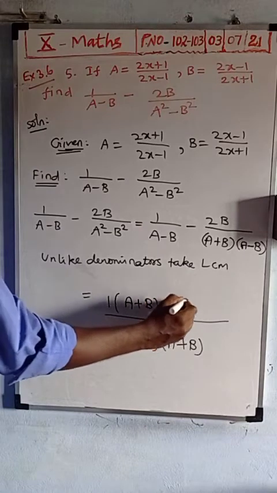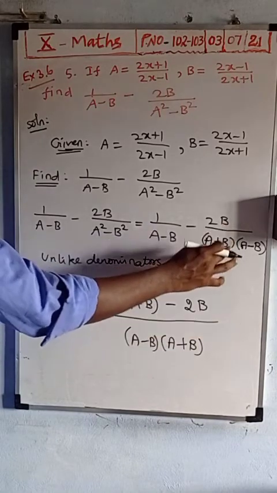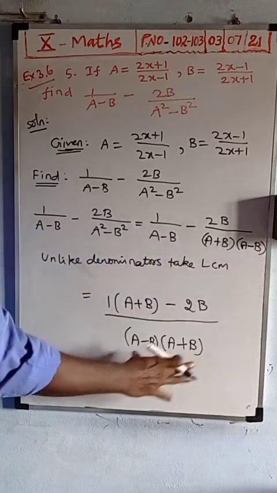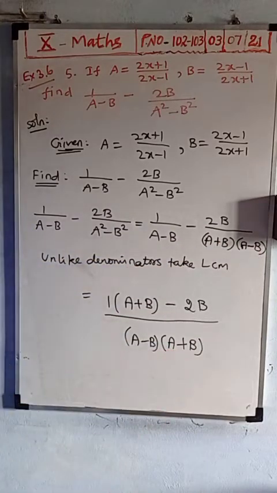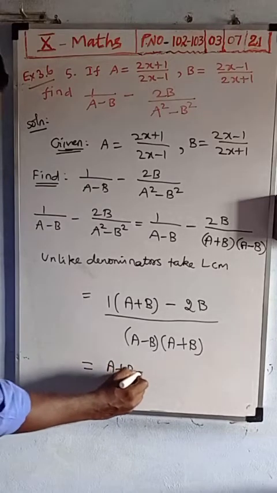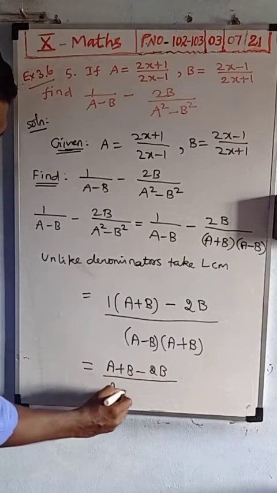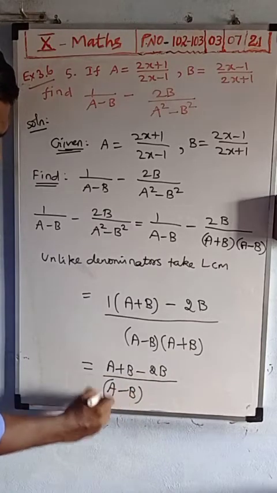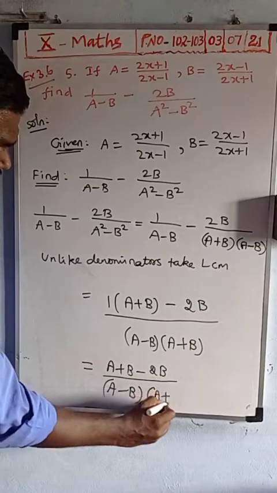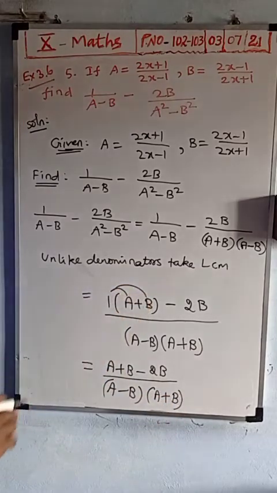Okay, minus this 2b you should write as it is. Why? Because for 2b the denominator is a plus b into a minus b, we have chosen the same here, a minus b into a plus b. So 2b you should write as it is. Now you should simplify this: 1 into a plus b minus 2b divided by a minus b into a plus b. See, 1 into a plus b only.